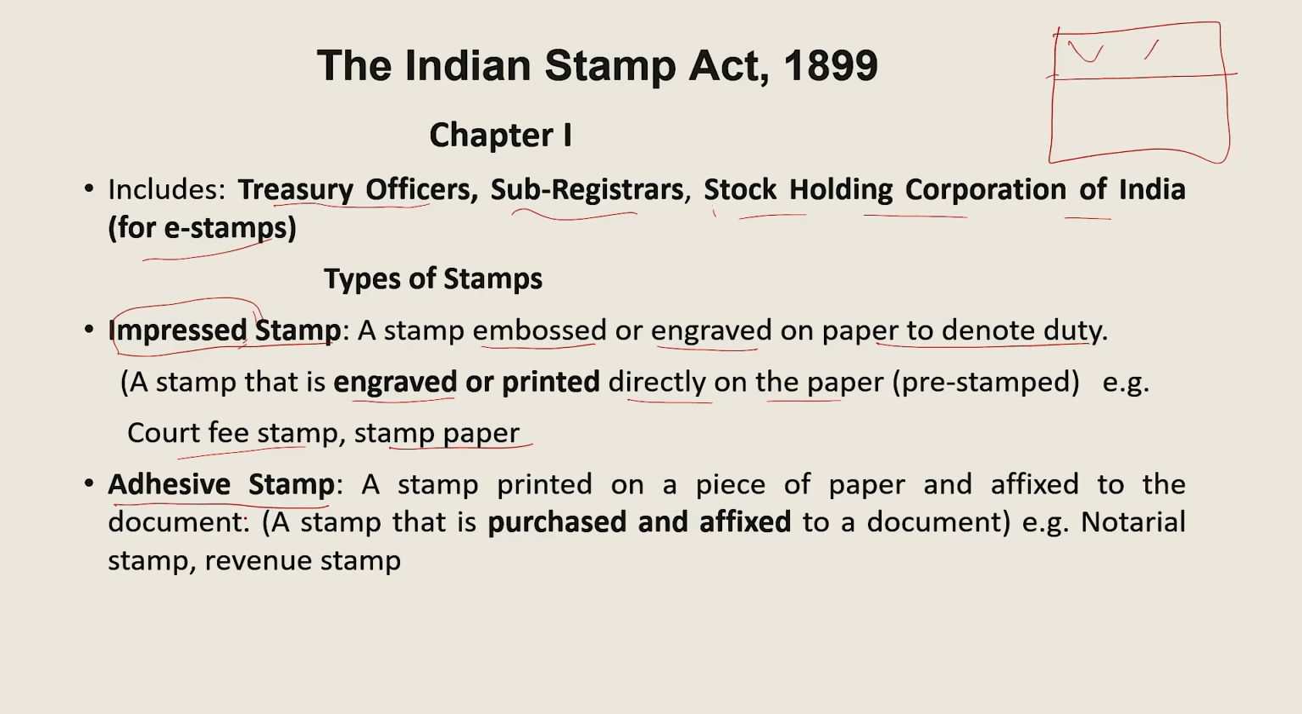Now let us see what is the adhesive stamp. So a stamp which is printed on a piece of paper, the small stamps printed on a piece of paper and affixed on the document. So a stamp that is purchased and affixed on a document, like notarial stamps and revenue stamps, these are known as adhesive stamps. So impressed stamps and adhesive stamps are the two types of stamps.